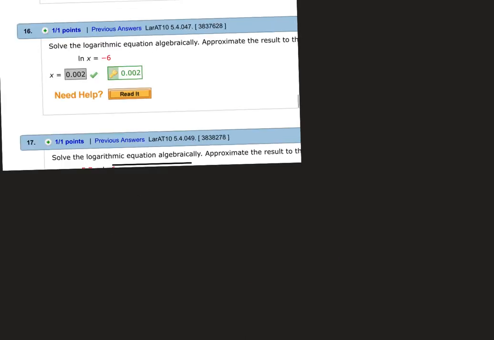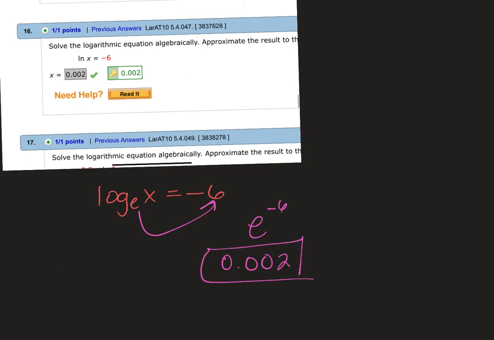All right, last one, ln x equals negative 6. So the ln of x turns into log base e of x equals negative 6. And then the e picks up the negative 6. E to the negative 6 is 0.0024. So I get 0.002. Check it by plugging it back in, and you can find it's small, that 0.002, but it is bigger than 0, so I know I get to keep it.